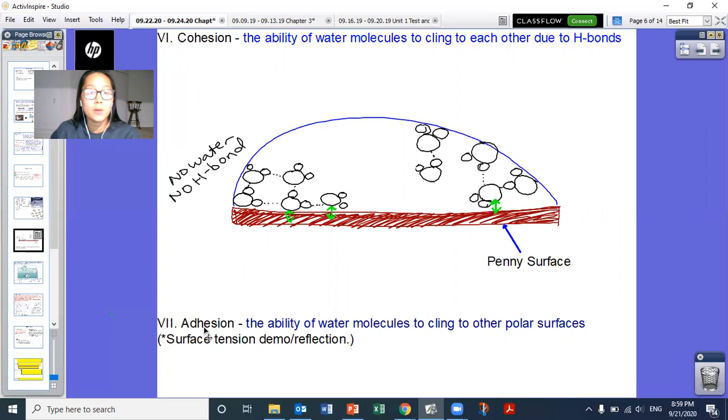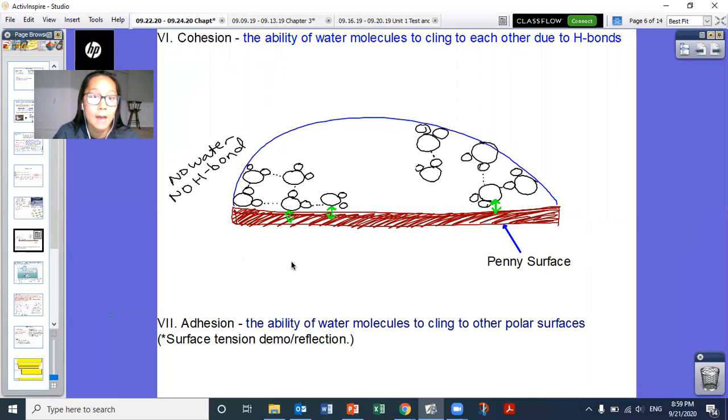Adhesion is the ability of water molecules to cling to other polar surfaces. So remember again, the negative part or the O of the water will stick to any positive surface, and the H's will stick to any negative surface because the H's are positive and they'll be attracted to negatives, right? So the surface tension demo that we usually do in person is when you have a penny and you drip droplets of water onto there. Last year, the maximum number one of my students got was 48 droplets of water from a dropper, like one of those little clear plastic pipettes, onto a penny without it bursting or overflowing.